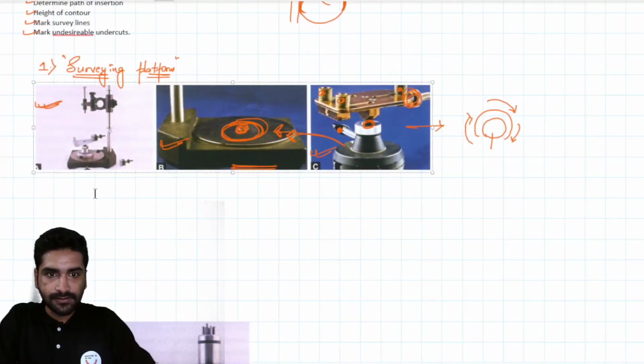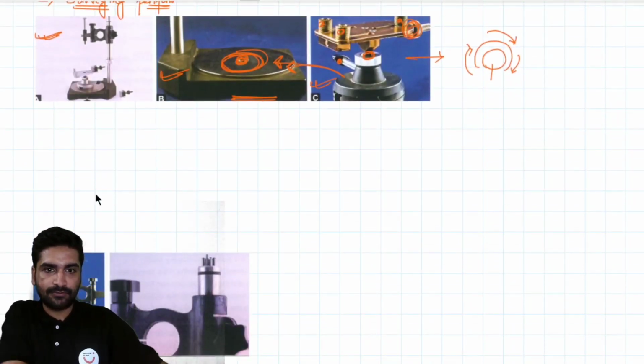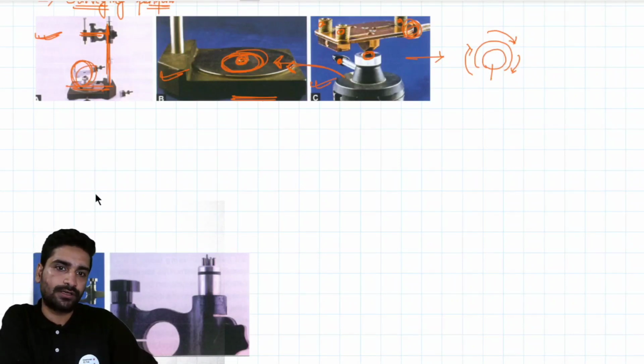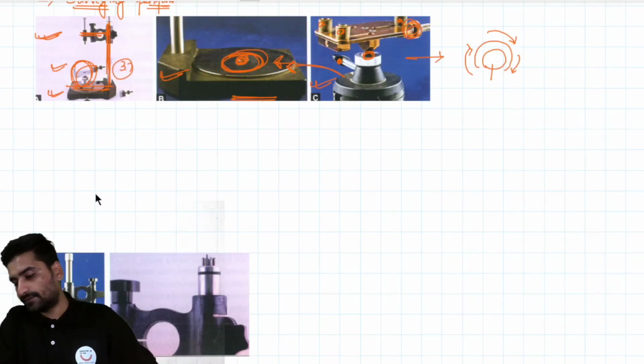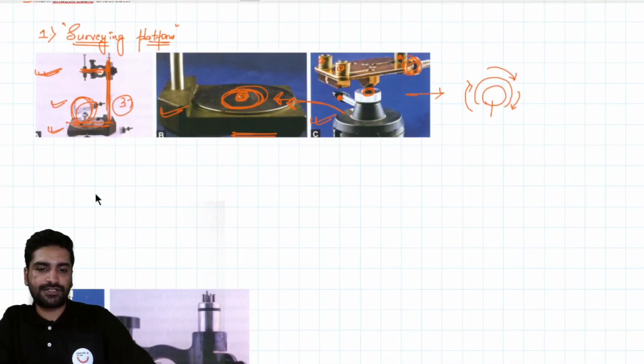Yeah, so now when you are seeing this fully assembled diagram of the surveyor, you have this horizontal, this vertical, this platform, this cast holder. So we have discussed the cast holder and platform. Moving on to the third part, that is the vertical arm. So now this vertical arm has two major functions.